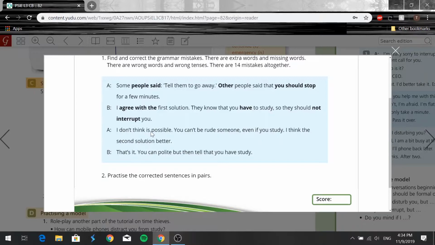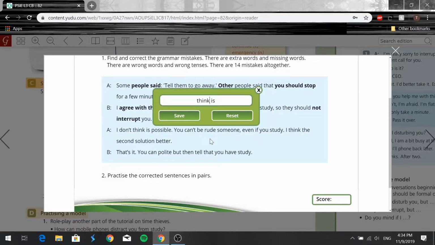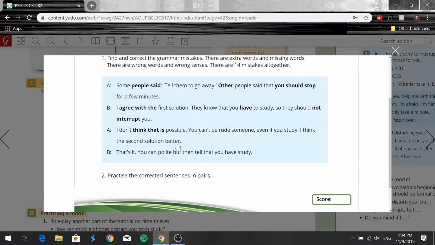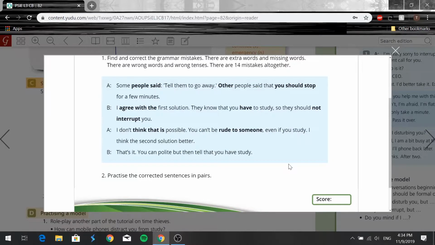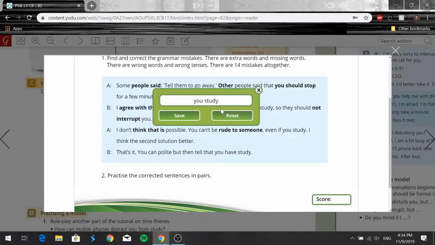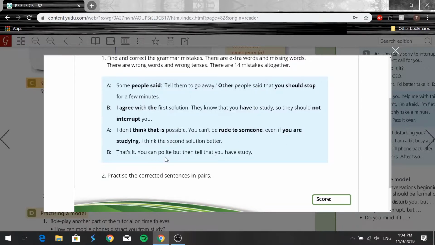I don't think we'll add that. We'll say that is possible. You can't be rude, and we'll add "to someone." It's not just "someone," it's "to someone." So, rude to someone, even if you are studying. I think the second solution is better, okay? B, that's it. You can be polite, but then tell that you have to study.